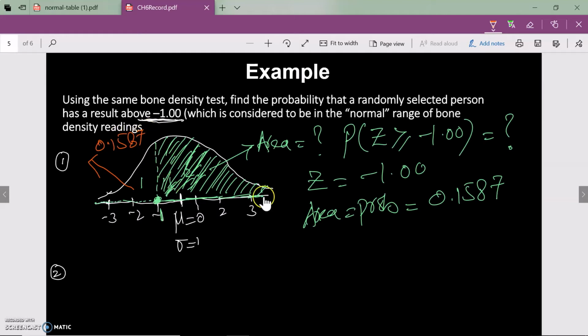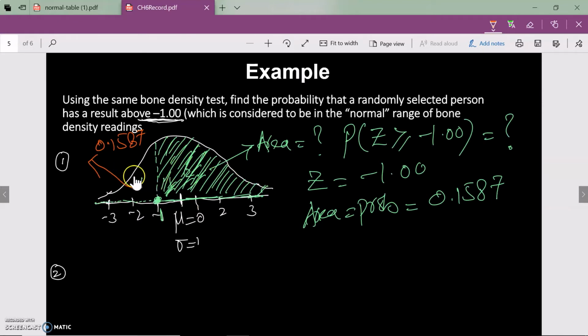0.1587 is the area to the left of it, but we are interested in the area on its right side. So what we are going to do: the area on the right side is equal to 1 minus the area on the left side. Why? Because the total area is 1.